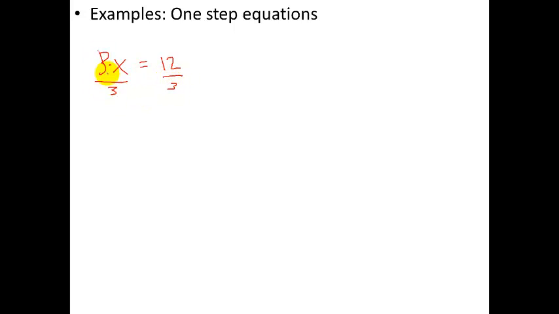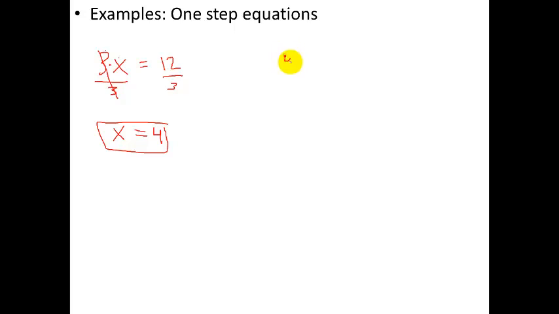3 divided by 3 cancels out. So on this side we just have x. On this side 12 divided by 3 is 4. That's our answer. Now we can plug it back in and make sure it's reasonable. 3 times 4 is 12. Yes, that worked. It makes sense. We're good to move on.